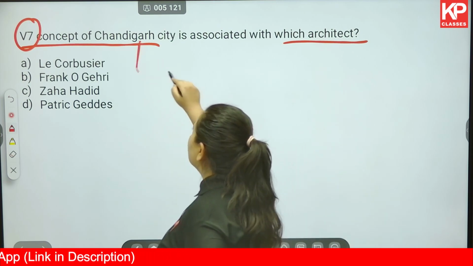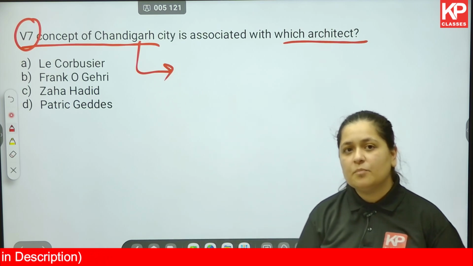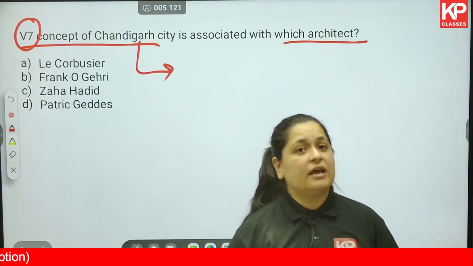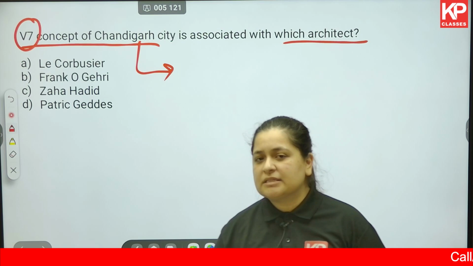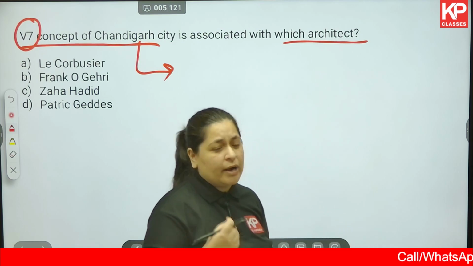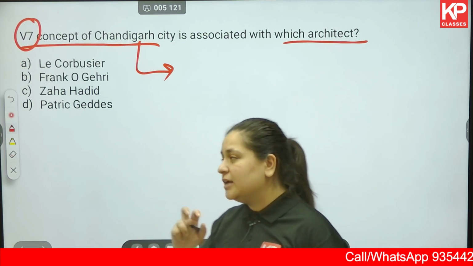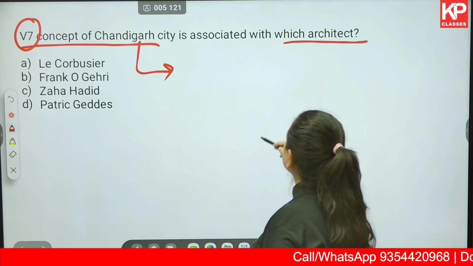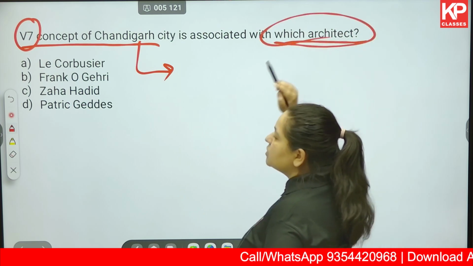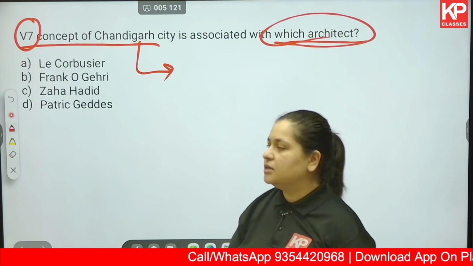Now Chandigarh. Where is this particular city? What is the importance of this particular city? Are there any important monuments? Are there any important or iconic buildings in this particular city is the next topic. Then, which architect? So, who is the planner of this particular city?